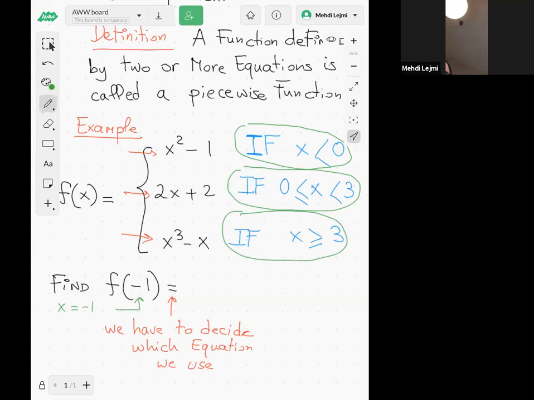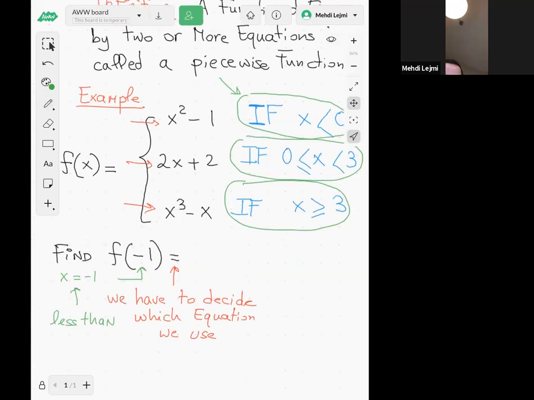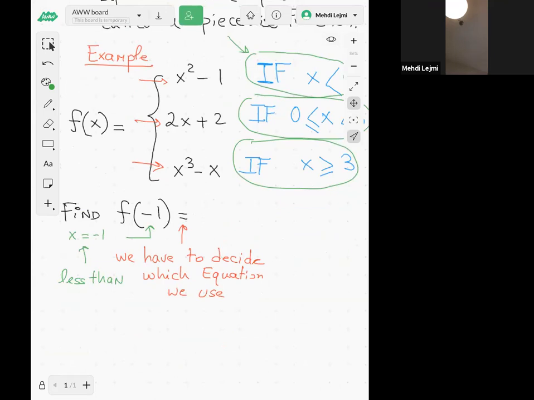So for example, the first condition here: I'm allowed to use the first equation if my x is less than 0. So my input x here is -1, right? And of course, -1 is less than 0, right? So if it's less than 0, then the first condition is satisfied, and so I am allowed to use the first equation. Okay, so less than 0. So we have to use the first equation.